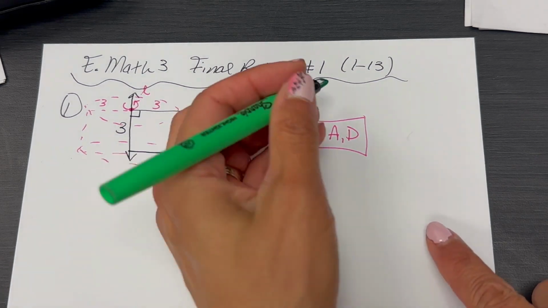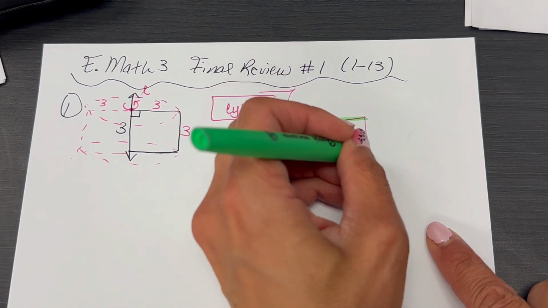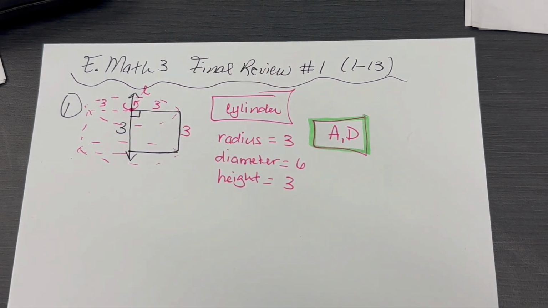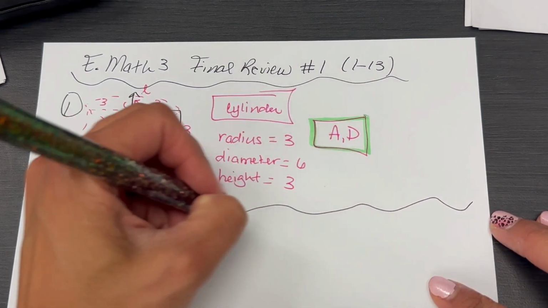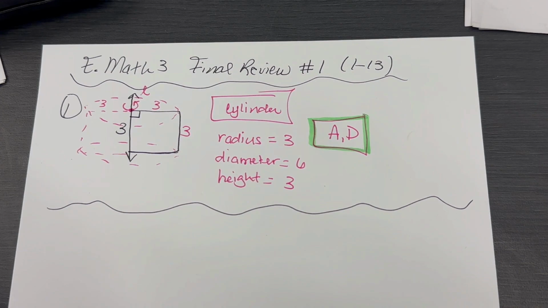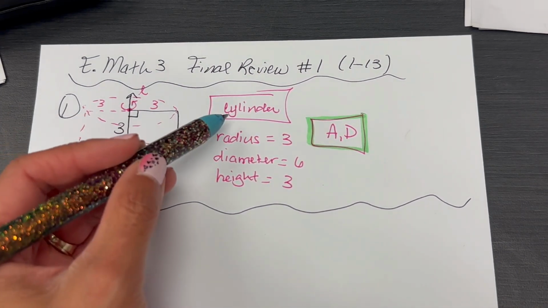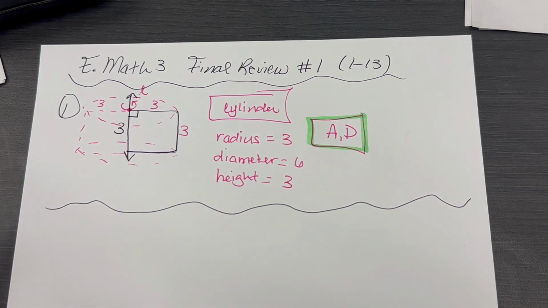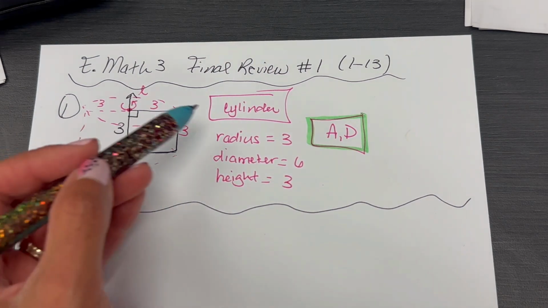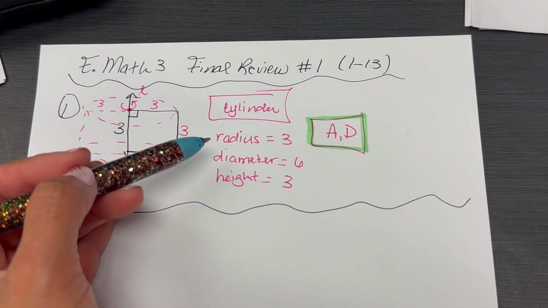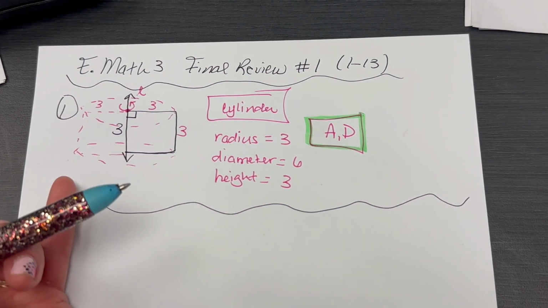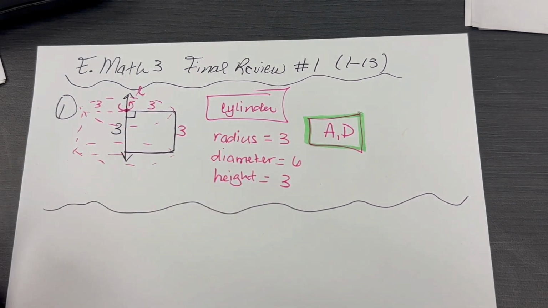Okay, so when you're going through these for the reviews, this is what I expect to see, okay? And then we'll section it off for number 2. On the test, I'm not so much worried about the picture, but at least writing down the things that you know that you are selecting, okay? Letting me know that you know it's a cylinder, letting me know that you know what the radius, the diameter, and the height are, and which answer options you selected.